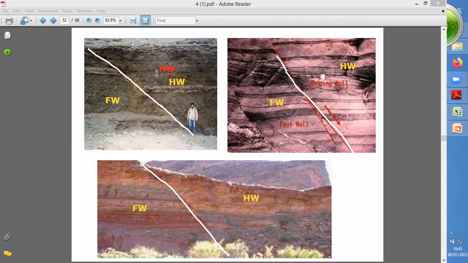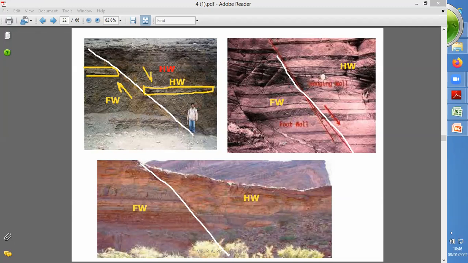Now the hanging wall moves downward direction. Now how to recognize it? Now here look at in this fold, this layer. Okay, so this layer is here and here this layer is here. So this block is moved downward direction and this block moves towards the upward direction. That's why this type of the fault is considered as a normal fault.